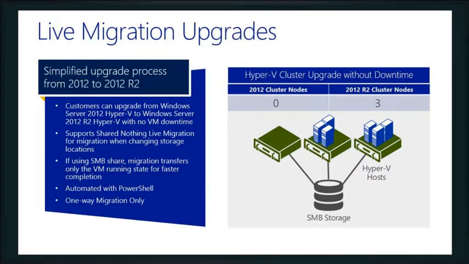So now I can move those virtual machine workloads live to my newly installed R2 machine without going down, and then I can upgrade my old 2012 server to R2. Okay, that's just a for instance. It is a one-way migration, mind you. So there's not backward compatibility. You can't go from 2012 to 2012 R2 and then change your mind and want to live migrate back to 2012. That is not supported.